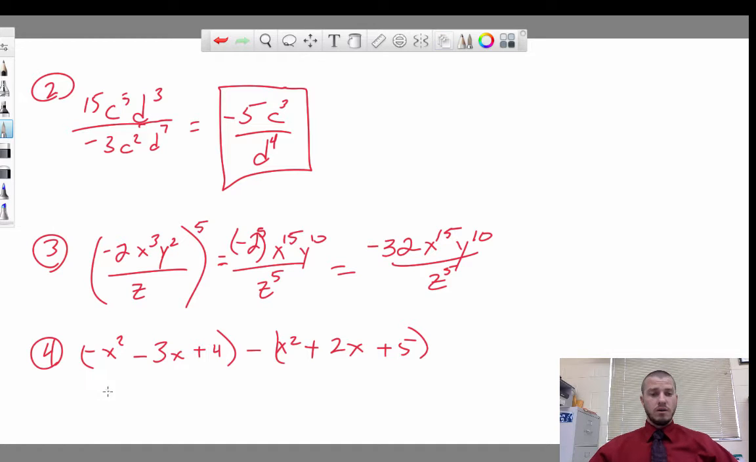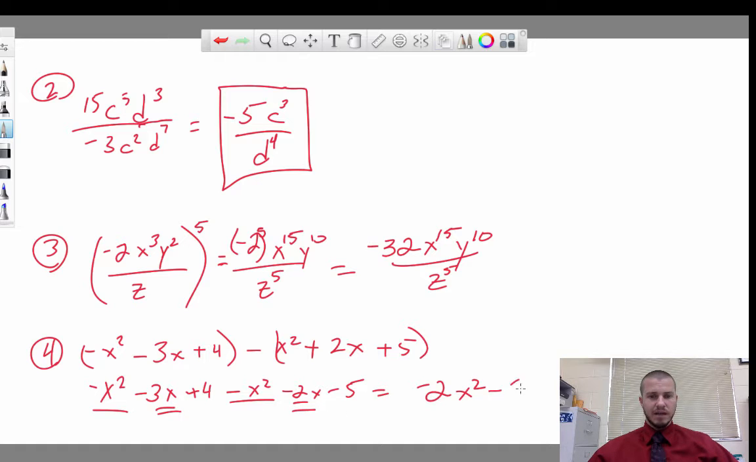For this third one, or I'm sorry, the fourth one, you're combining like terms. So I'm going to rewrite it, but I got to remember I'm distributing this into each part. So that's negative x squared minus 2x and minus 5. Now I'm combining all of them. The negative x squared becomes negative 2x squared. Negative 3x, negative 2x becomes negative 5x. And positive 4 and negative 5 become negative 1.